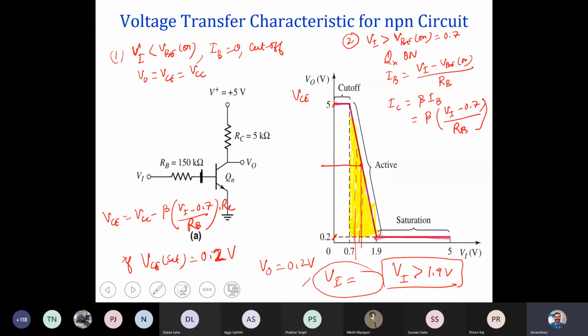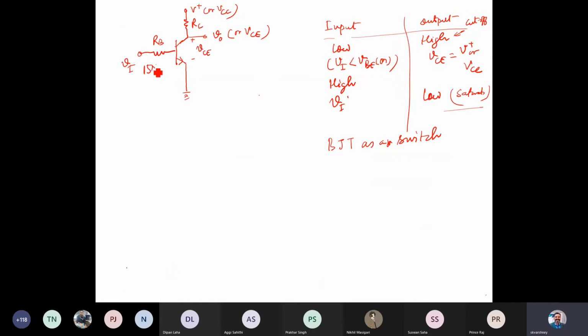Now let's work out an example. V plus is 5 volt, RB is 150 kilo ohm, and RC is 5 kilo ohm. Let's consider beta as 120, and the VCE saturation voltage is 0.2 volt, right?